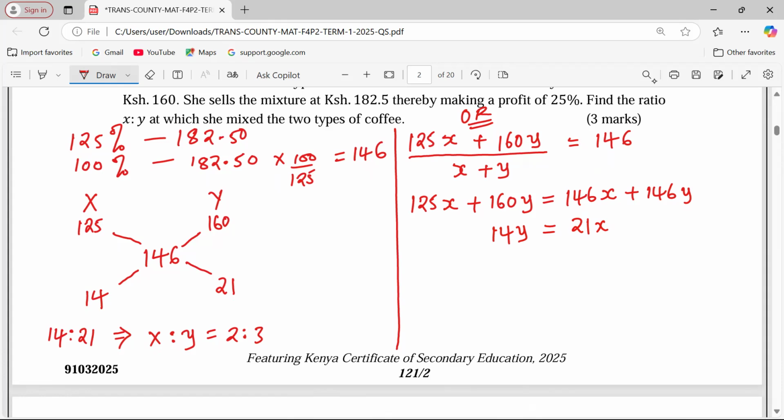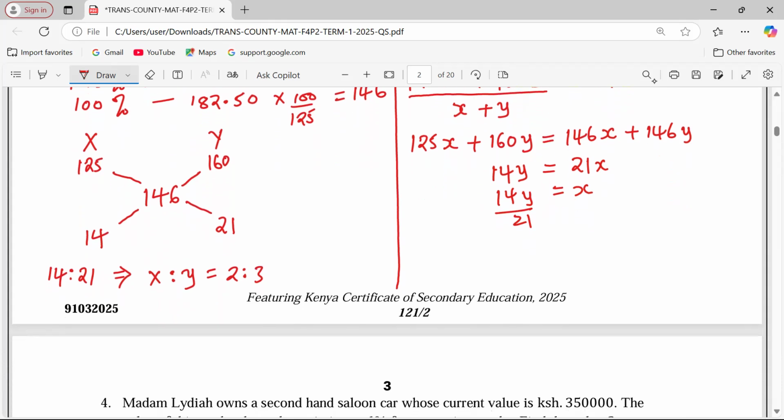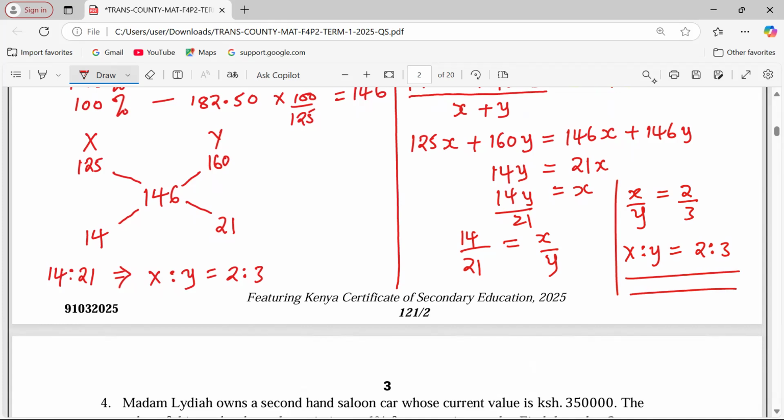At this point, to remain with X alone, I'm going to divide through by 21. So I'll be having 14Y out of 21. For me to remain with the constants on one side, that is 14 over 21, I'm supposed to divide through by Y. So X over Y equals 14 over 21, which can simplify to 2 over 3, then it means the ratio of X is to Y equals 2:3. This is a recommended approach also. You can follow it.